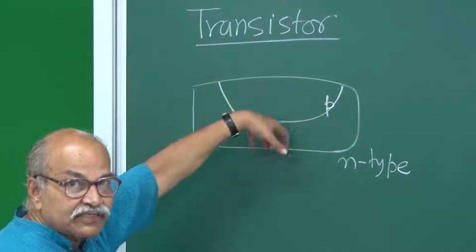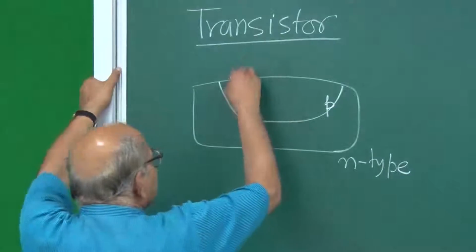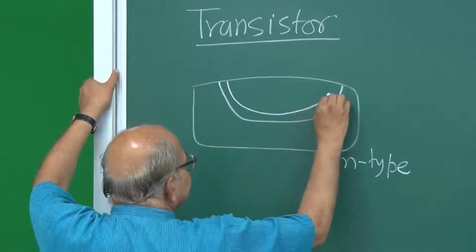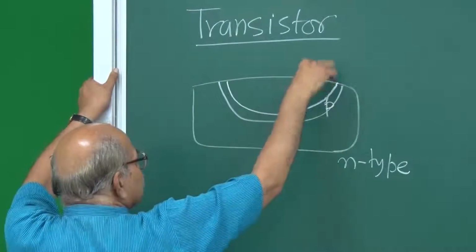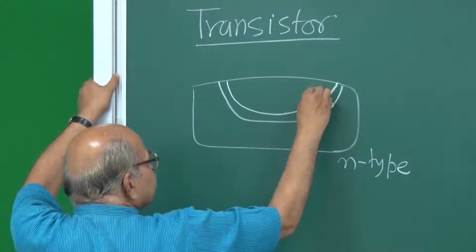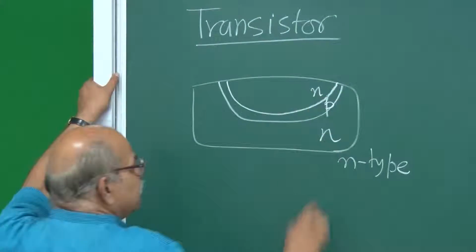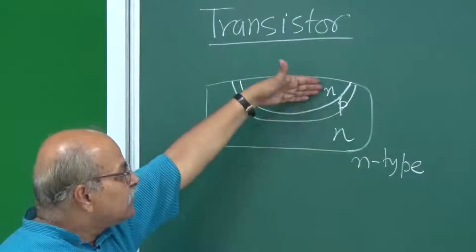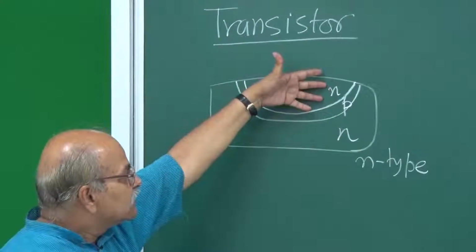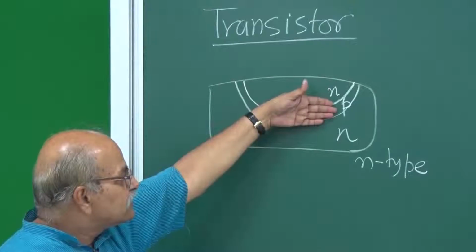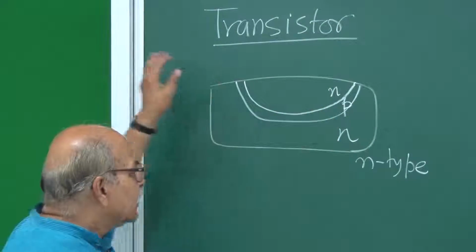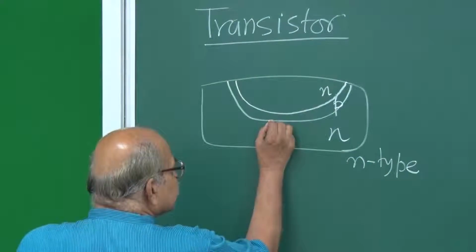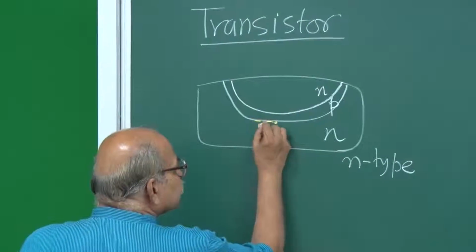And then further diffuse n-type impurities from the top and make this n-type. So I further diffuse these donor impurities to make this n-type. This was already n-type, and this is p-type, and this is n-type. So now I have three kinds of impurity distributions: the donor impurities here, acceptor impurities here, and again donor impurities here. And here are two junctions. This is one junction.